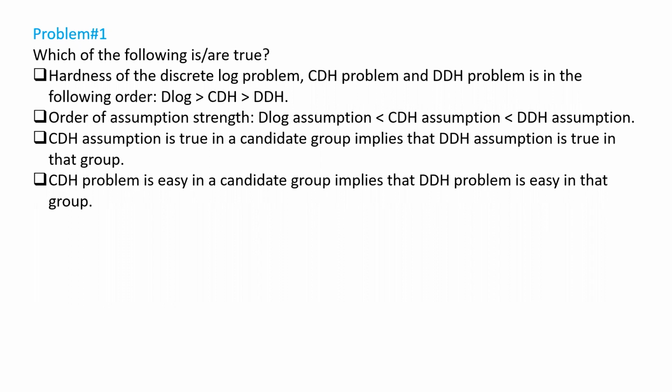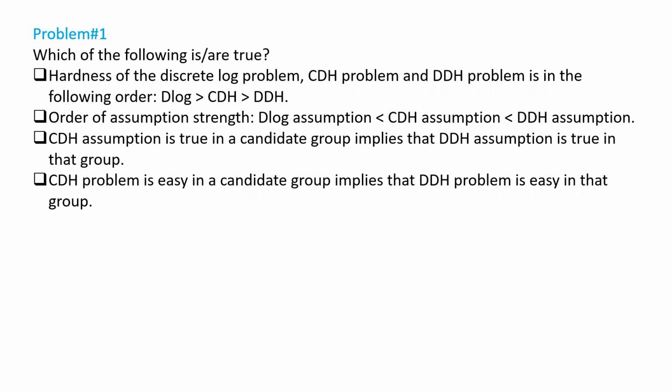So this is wrong actually, because we cannot say that. Rather, we just said that if the CDH problem is easy, that implies that the DDH problem is also easy. So we cannot say that the CDH assumption being true implies the DDH assumption is true. Rather, it should be that the DDH assumption is true implies the CDH assumption is true. That is, if DDH is hard to solve in a setting, then CDH is hard to solve in that setting. Okay.